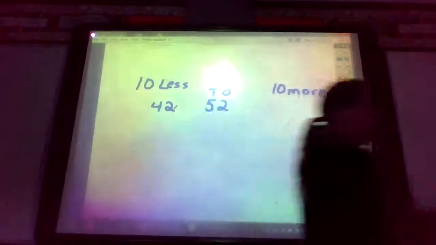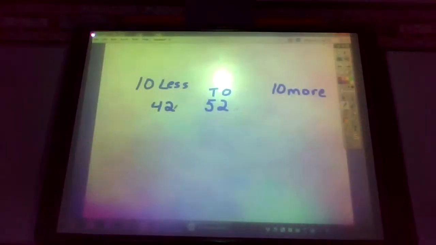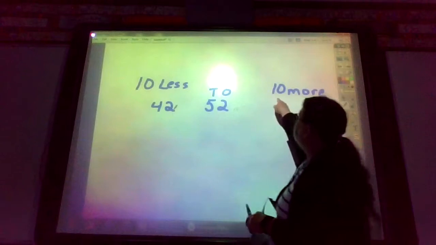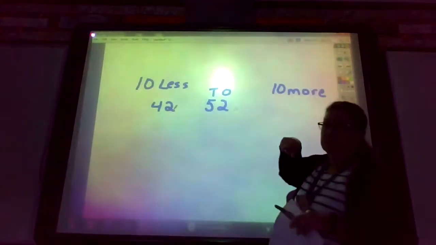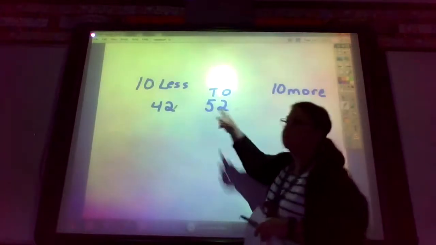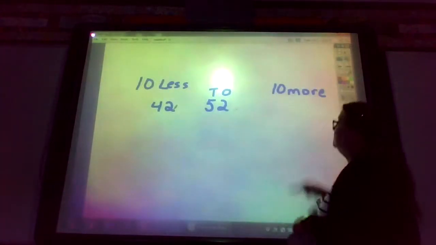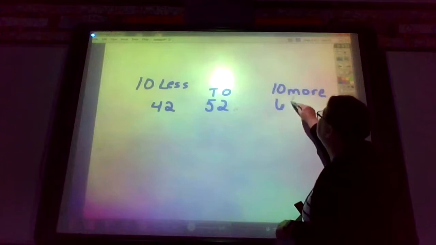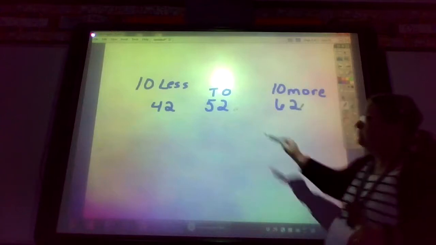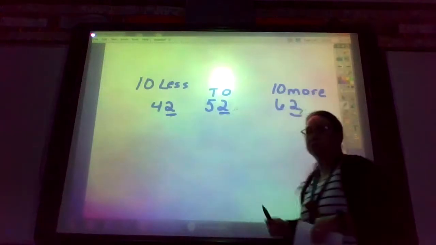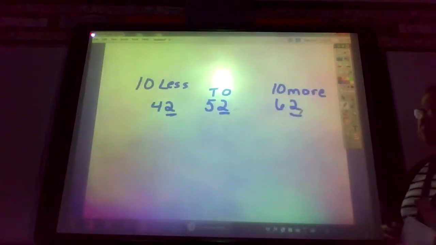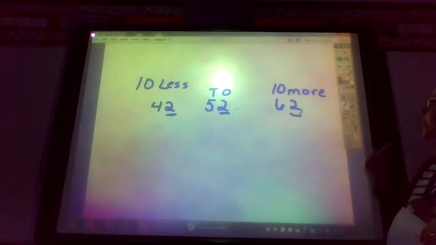Well, if I'm talking about 10 more, I'm still not changing my ones because it's telling me to talk about the tens. Here's my tens. So I have to change my tens to 10 more, which would make it 62. My 2 did not change. I didn't change the number in my ones, which is the number 2. I only changed the tens.